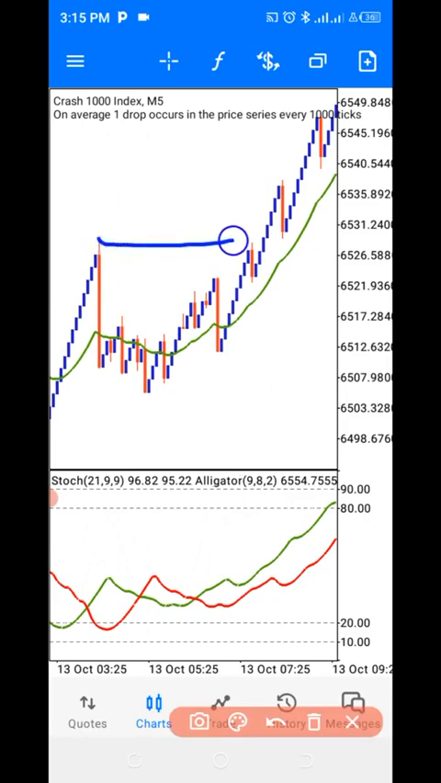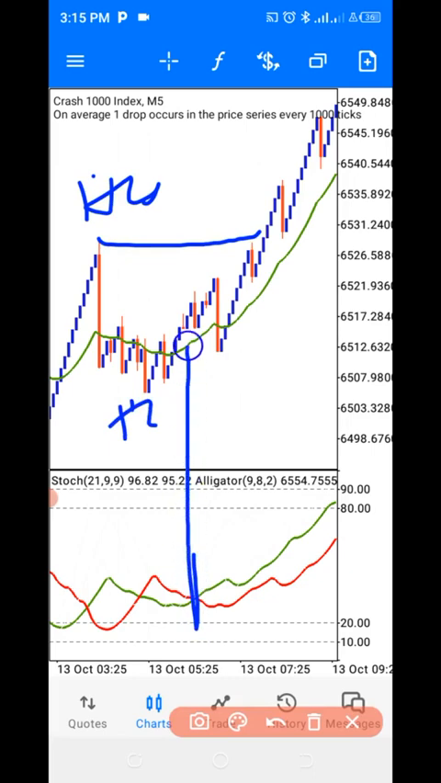This is my last swing high, this is my higher high, and this is my higher low. And I have my conditions met up here, and I want to buy. Obviously I'm buying at this candle here. My stop loss is going to be below this swing low, which is my higher low.